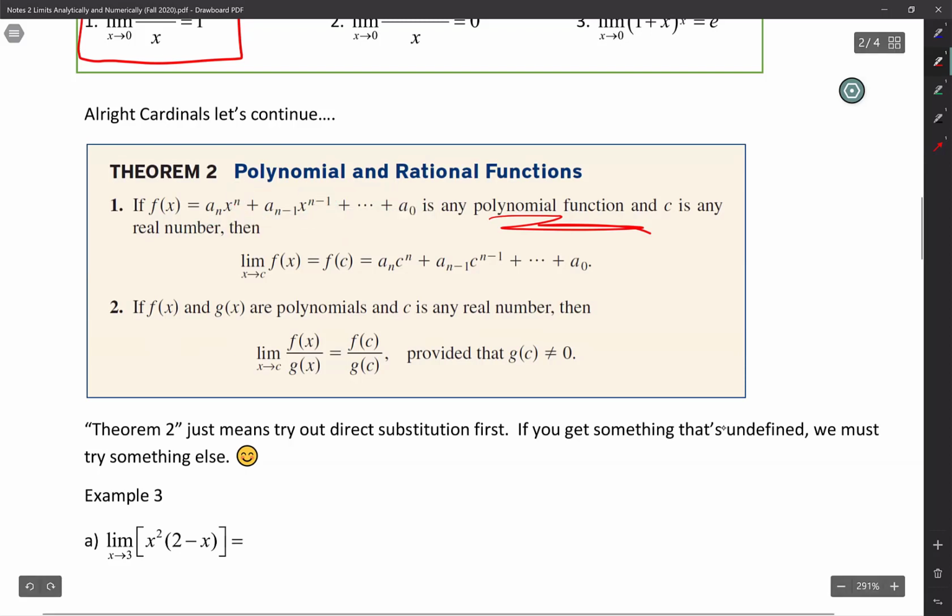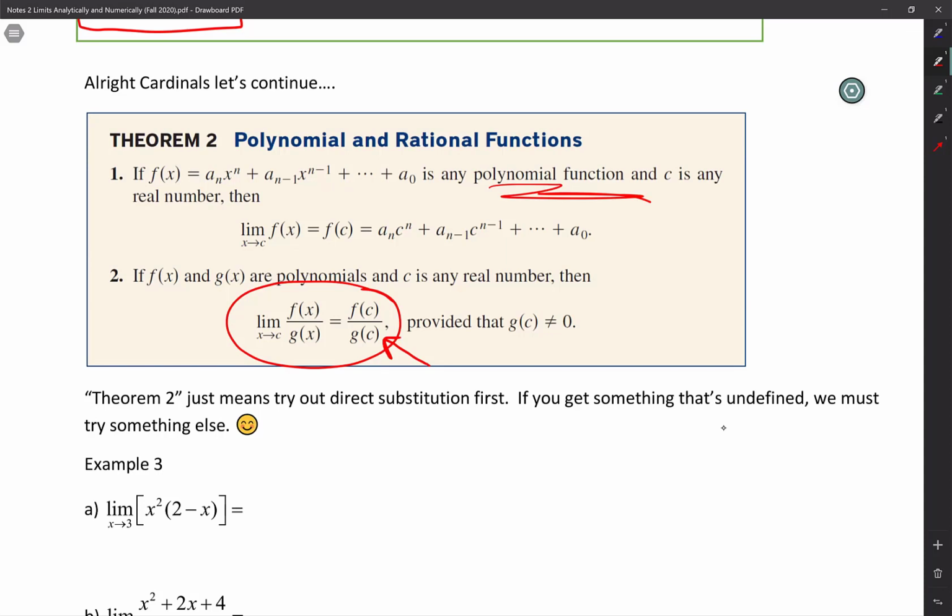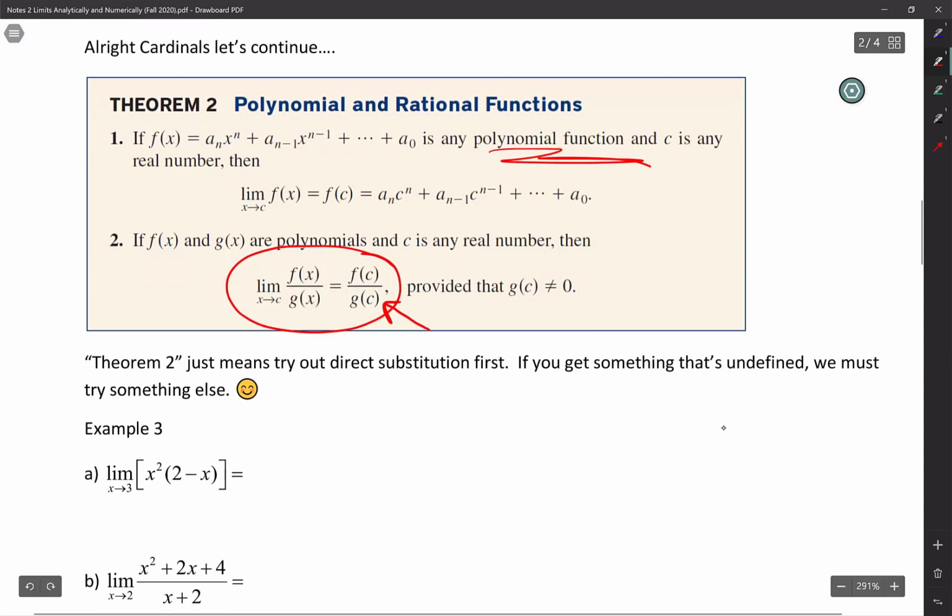It just means polynomial. And what this says, if f of x and g of x are polynomials and c is any real number, then what this is saying is you can do direct substitution as long as you do not get a 0 in the denominator. Well, we already knew that. I think we kind of talked about this yesterday.